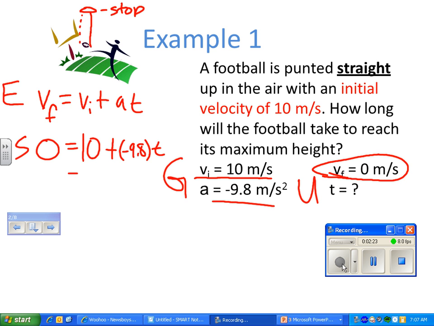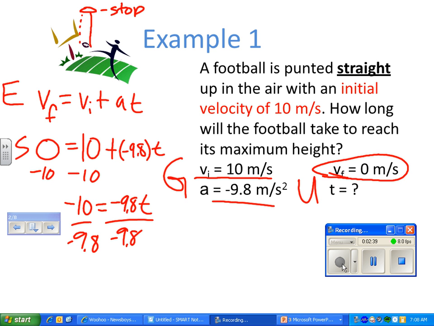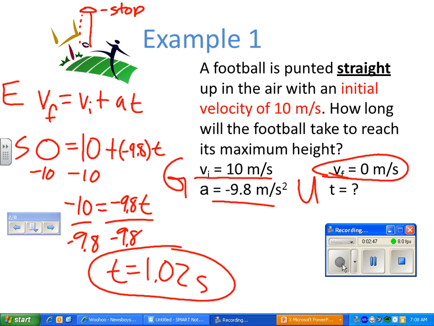So we want to get 10 on the other side: minus 10, minus 10. So negative 10 equals negative 9.8 times t. We're going to divide each side by negative 9.8 to get our answer for t. So we end up with an answer of time equals 1.02 seconds. There's our answer for that problem.